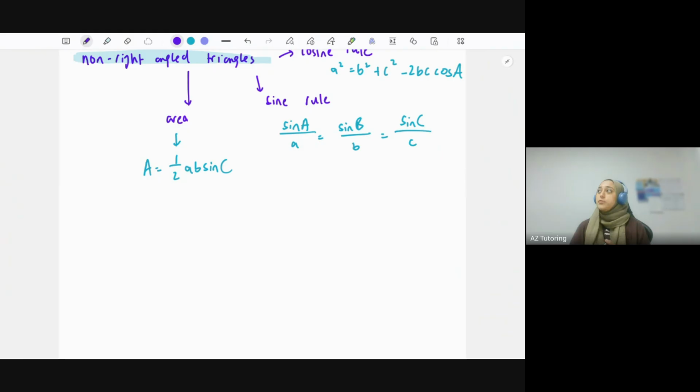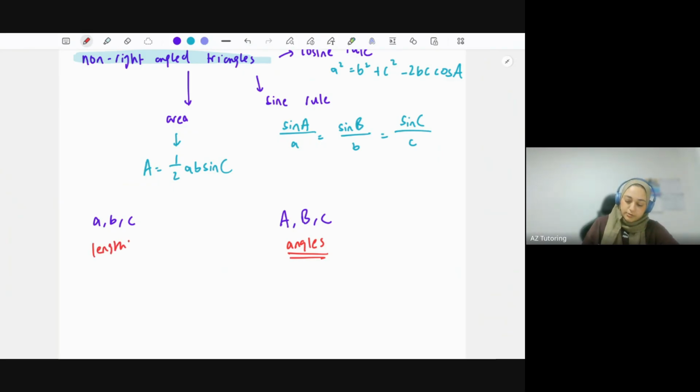With SOHCAHTOA, you label OHA. Here, we're labeling small abc and capital ABC. Now, the capital letters are angles, and the lowercase letters are lengths. So make sure you do not mix them up. Whenever you've got a sine or cos anywhere, you can never stick a length next to it. All these have to be angles, the capital letters. Same case for SOHCAHTOA as well. With the sine, cos, and tan, you would not put a length there, you would put an angle.